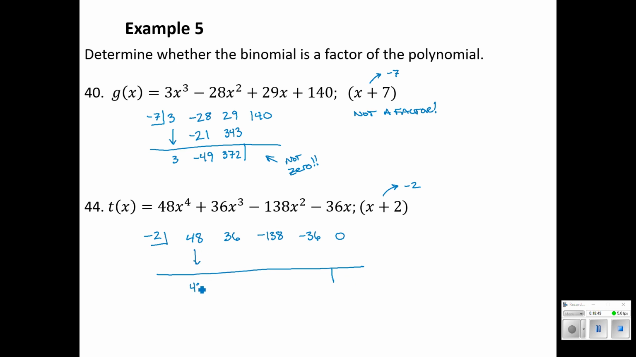Drop down the 48, multiply by what's inside, negative 96, negative 60, multiply by what's inside, we get positive 120. Add them up, we get a negative 18, multiply by what's inside, we get positive 36, so 0, multiply by what's inside, we get a 0, and hey, our remainder is 0. So x plus 2 is a factor.